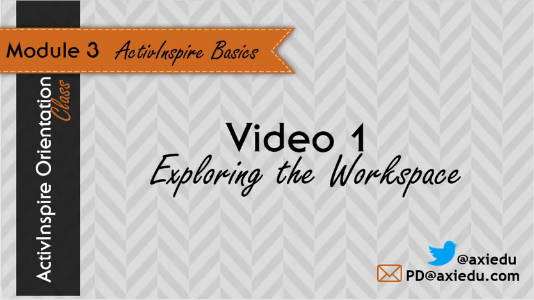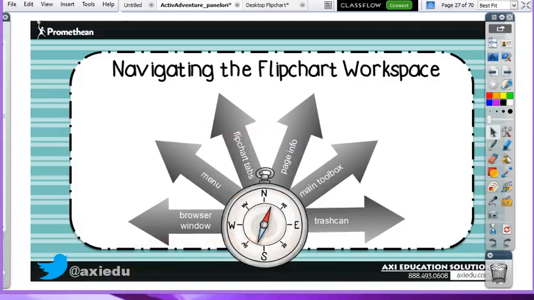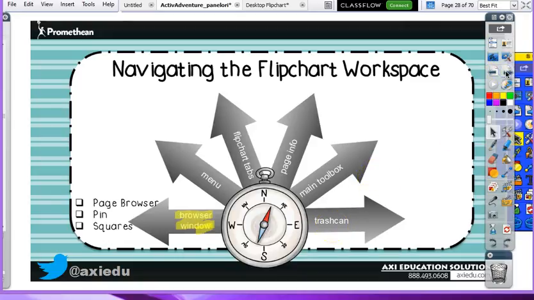You have made it to Module 3, ActivInspire Basics, which is absolutely fabulous. So let's take a look at Video 1, where we are going to explore the workspace. I have ActivInspire open, and these are the 6 areas we'll be taking a look at: the browser window, the menu, flip chart tabs, page information, main toolbox, which we know we already love, and the trash can. So let's go ahead and get started.